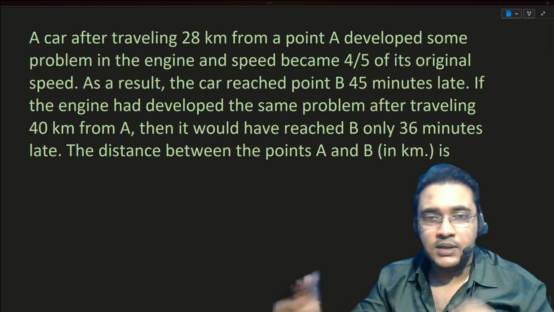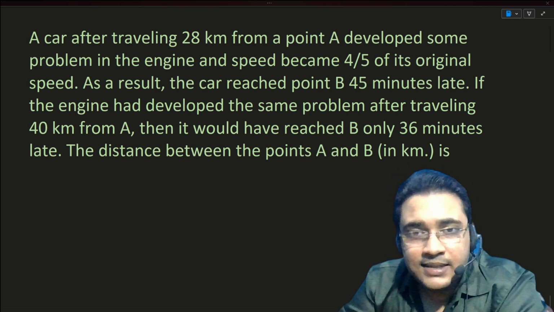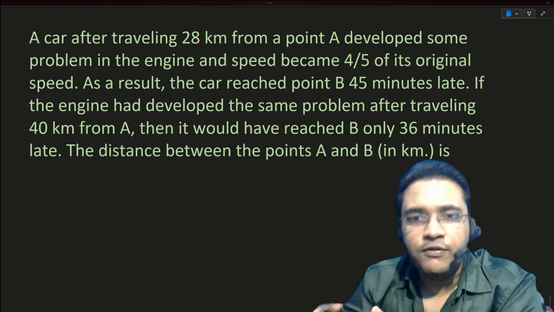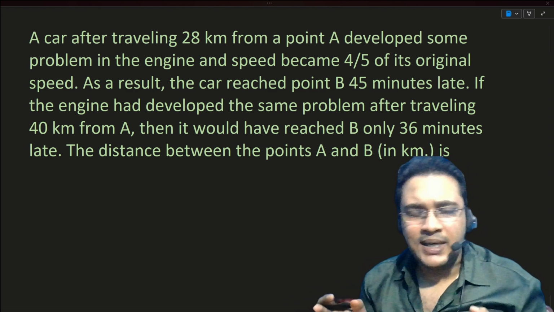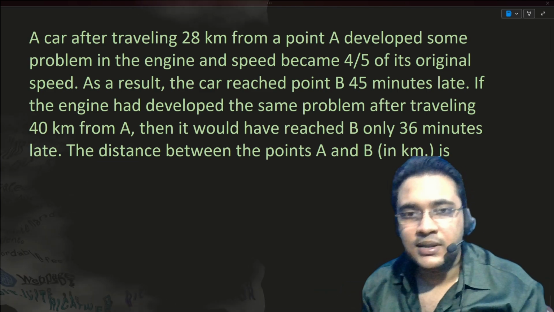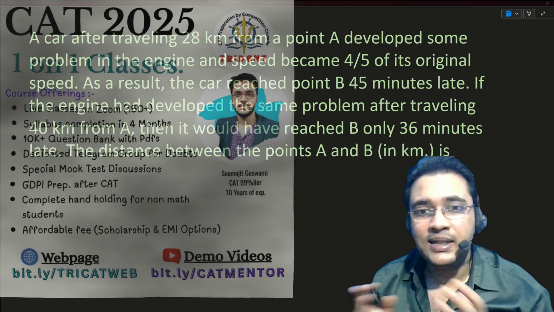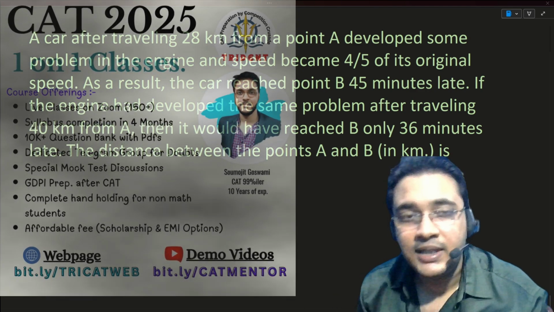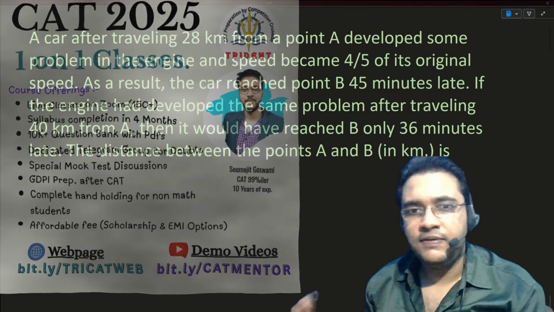My name is Somajit. In this session, we are discussing a very interesting question from time, speed, and distance. In this question, there is a typical format: a car engine, after traveling some X kilometers, develops a problem, thereby reducing the speed and reaching the destination late. This is a very standard template of the type of questions that has been tested in the CAT previously. This is also deemed as a difficult question type.